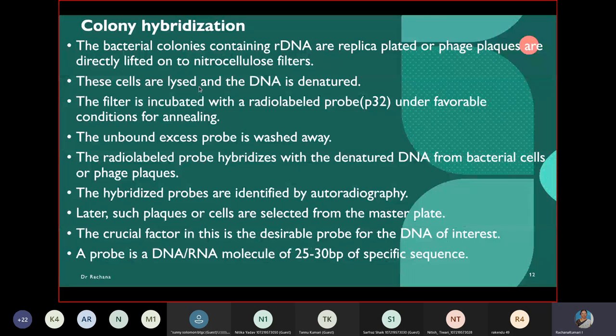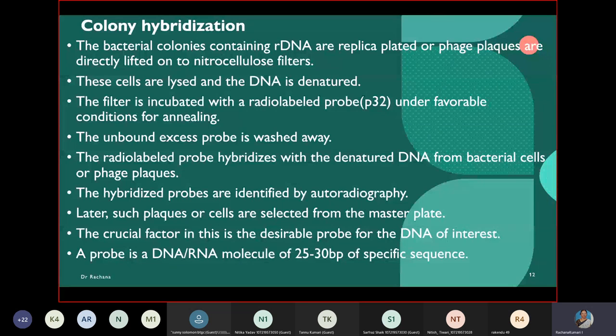Then these cells are lysed and the DNA is denatured, because we are going to subject the genetic material to a process called autoradiography, which involves probing for a desired target DNA. Because I already know which gene or DNA fragment I had inserted, I will also create a small probe.